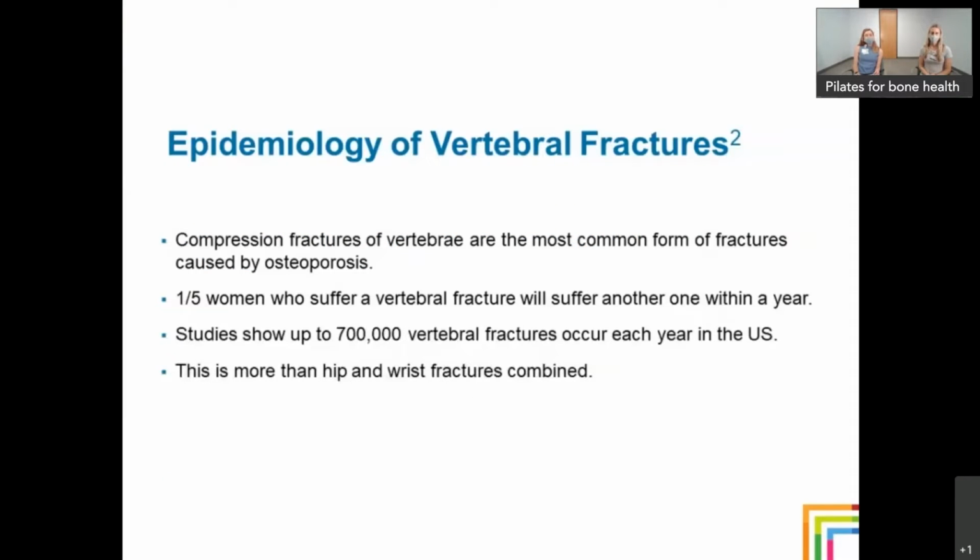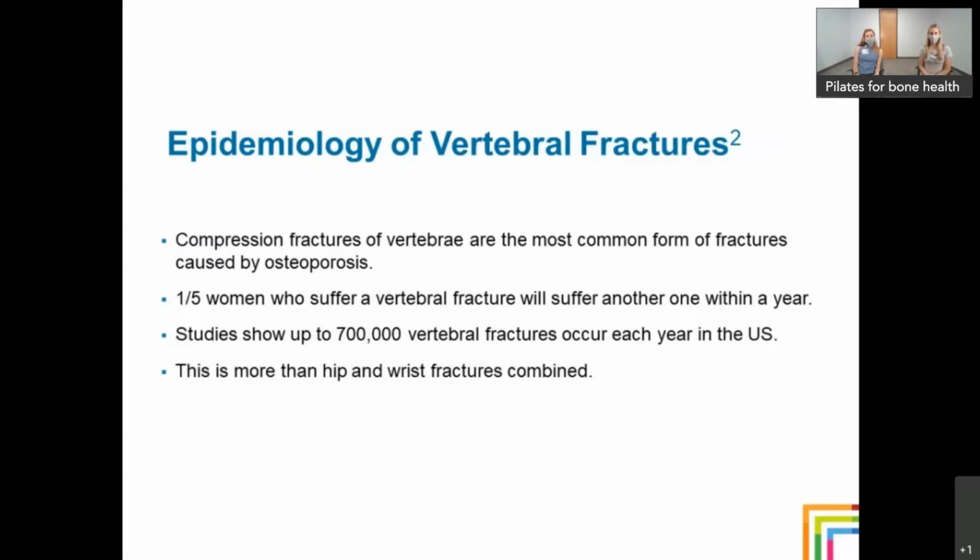Now, compression fractures of vertebrae are the most common form of fractures caused by osteoporosis. 1 in 5 women who suffer a vertebral fracture will suffer another one within a year. And studies show that up to 700,000 vertebral fractures occur each year in the US, which is quite a significant amount, especially if you take into consideration that this is more than hip and wrist fractures combined.